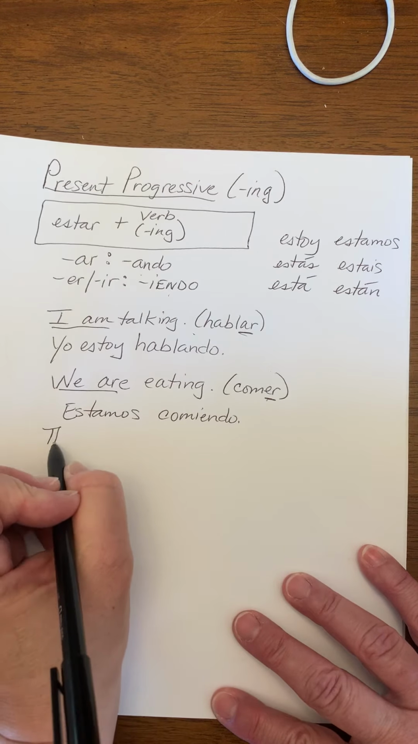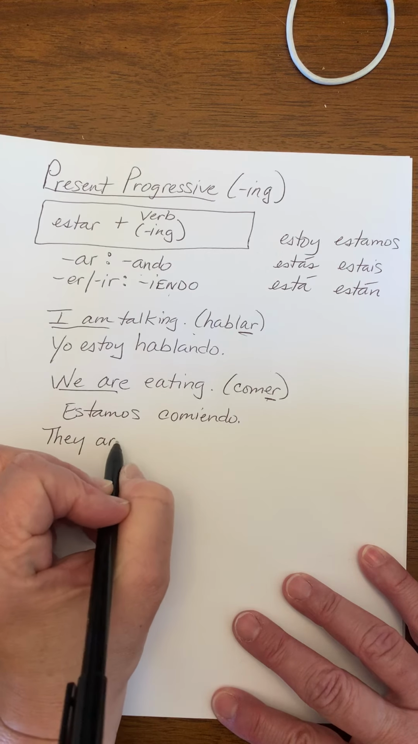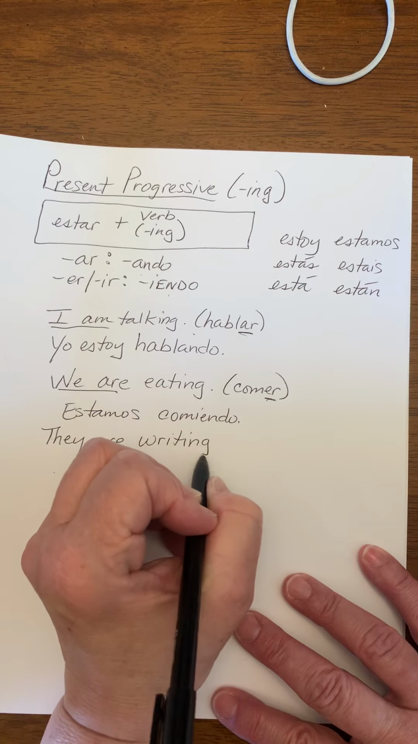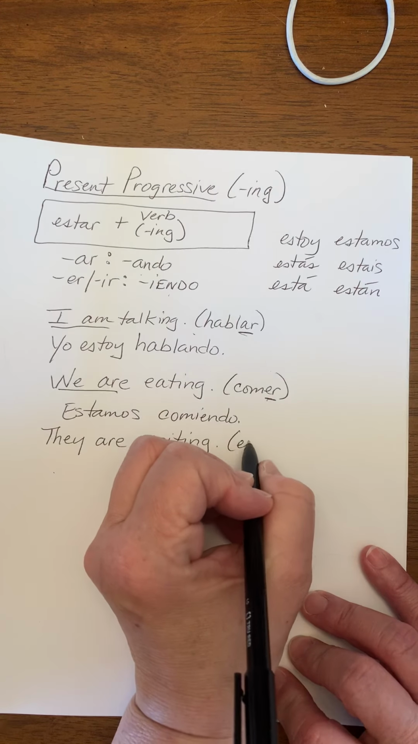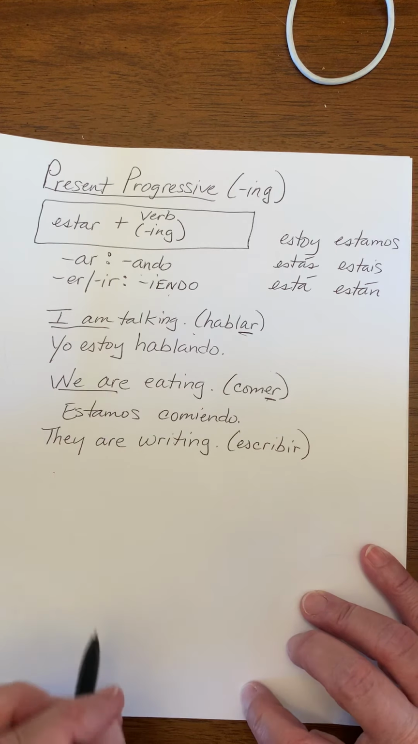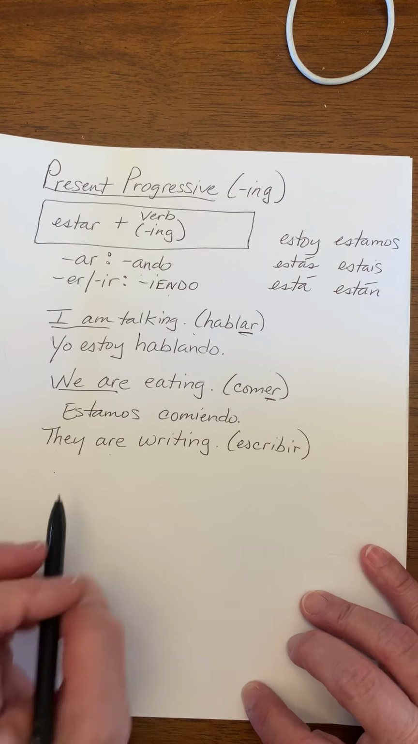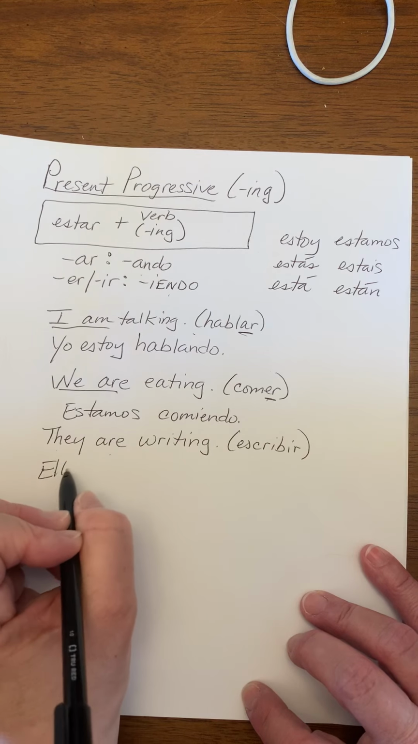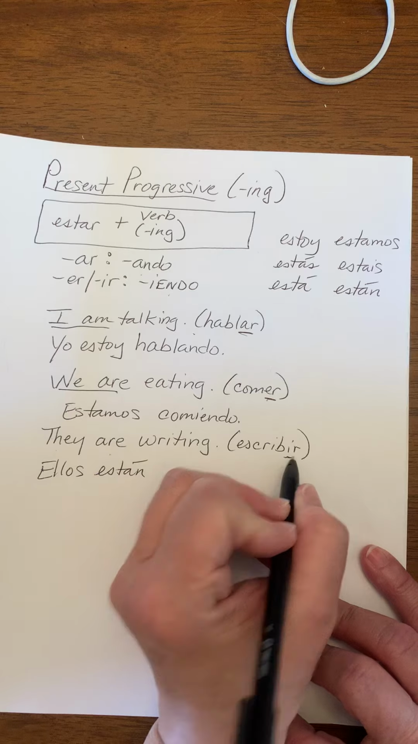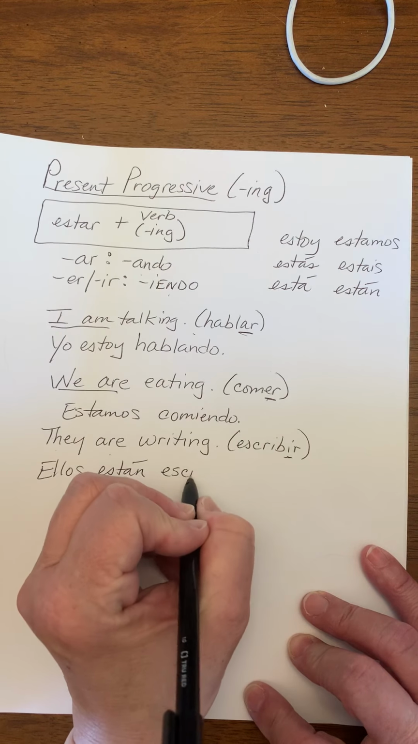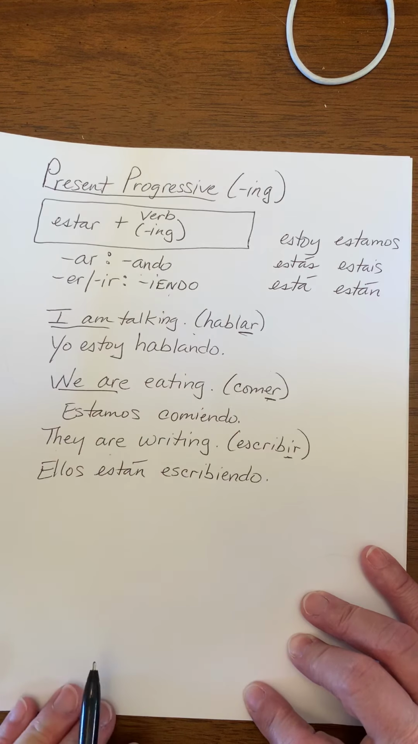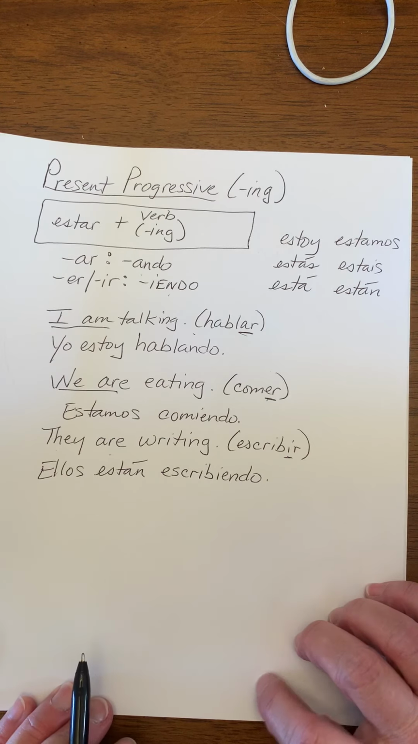Let's say they are writing. Escribir is to write. Okay, so once again, they are. We want to use ellos, and as you probably already guessed, we're going to use están. Ellos están, and then we take off that IR, escribiendo. Okay? All right. So I hope that helps with the basics.